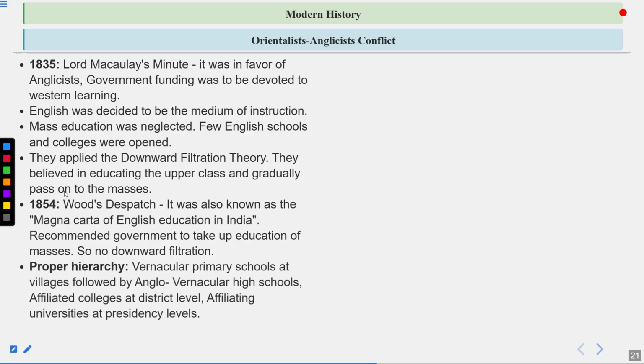Proper hierarchy. Vernacular primary schools at villages, followed by Anglo vernacular high schools, affiliated colleges at district level, affiliating universities at presidency levels. So vernacular means the local language, and another is English. This is the system introduced at that time, and still in our schools this is the system going on. If you go to different places, you will find that vernacular language along with English is the part of the curriculum that are followed in all the schools.